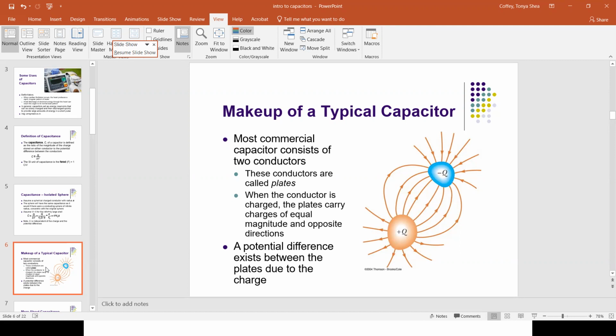So because they are equally and oppositely charged, plus Q and minus Q, then there's going to be a voltage difference in between those two plates. And that's, of course, because there's an electric field, as shown here by these electric field lines in orange, that points from the positive to the negative plate. And anytime you have a field, you also have a voltage. Okay.